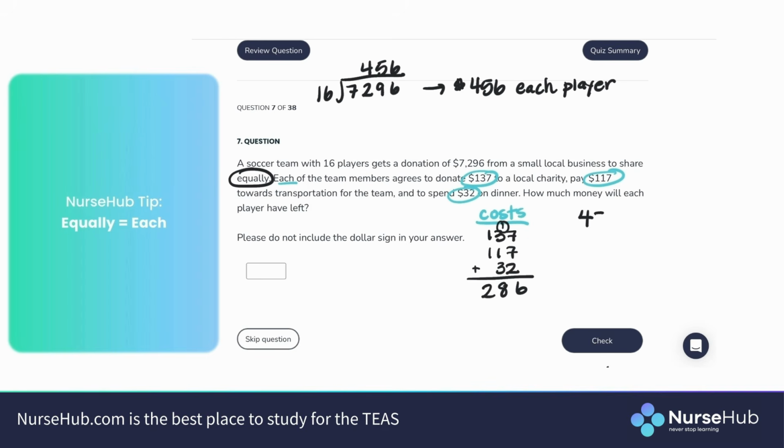So $456 minus $286 is going to give me 0. That's a 3. 5 becomes 15. 7, $170. So that would be the answer here.